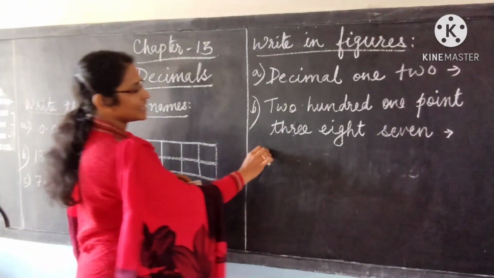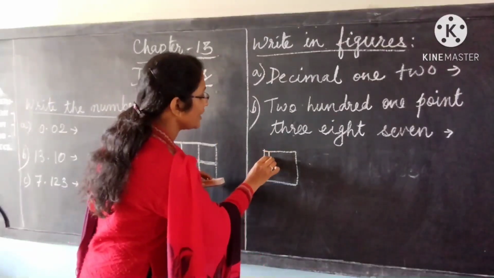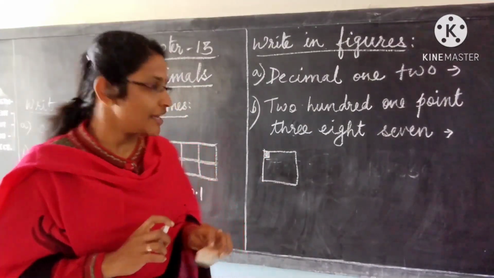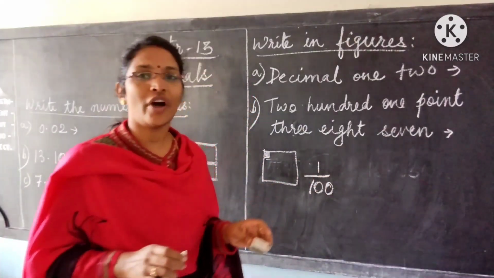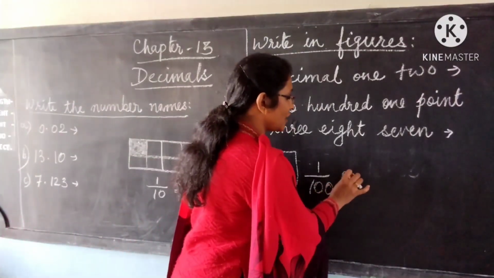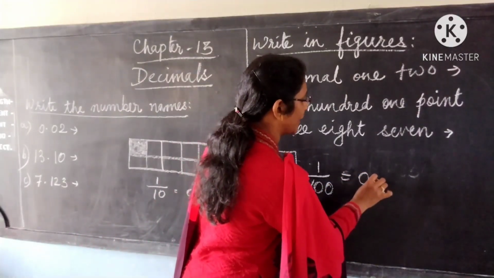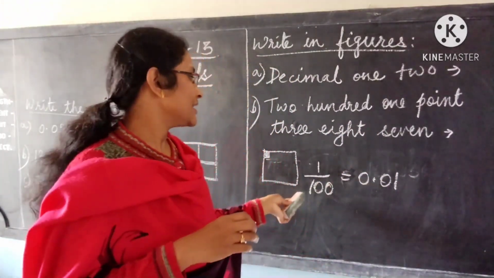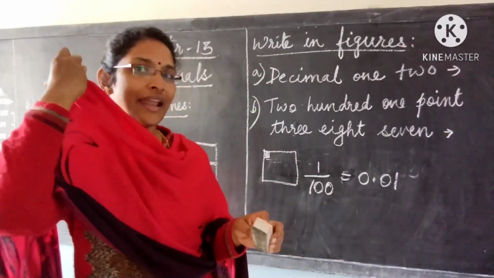Another figure is divided into 100 parts, and in that one part is shaded. Then what will be its fraction? Its fraction will be 1 by 100. That is, out of 100 parts, 1 part is shaded. Now, if the same thing is written as a decimal, how does it come? It will be 0.01. Once you know the value of the decimals, you can easily convert it into the other form. That we will learn in the next class.